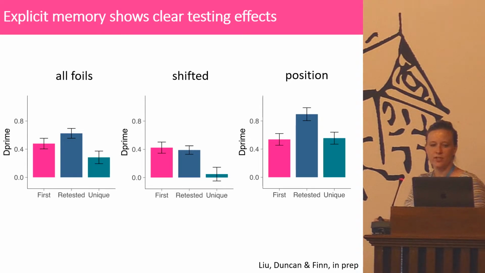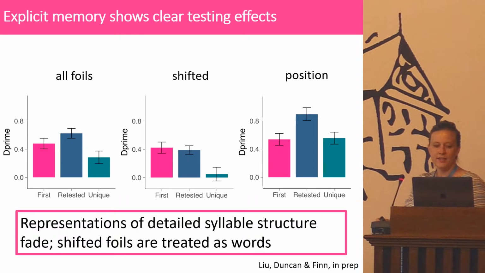So explicit memory shows clear testing effects, and what I think this means is that representations of detailed syllable structure fade. So shifted foils are treated as words. So within this more direct or explicit domain, the representation of what you're experiencing is less veridical, especially when you use a foil that's slightly overlapping with what was experienced in terms of transitional probability information.